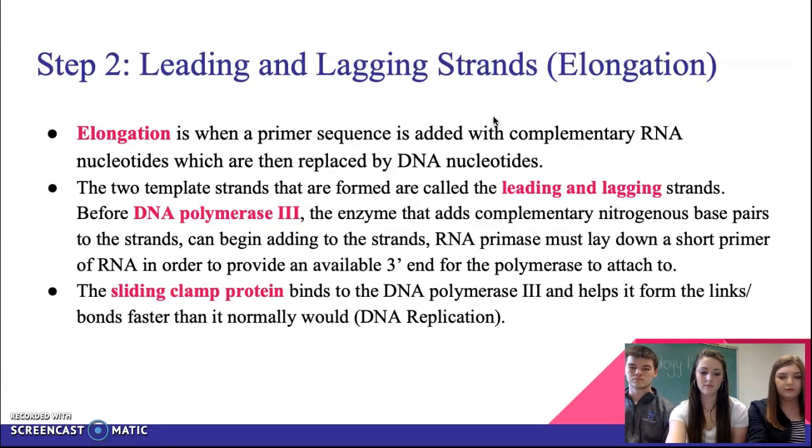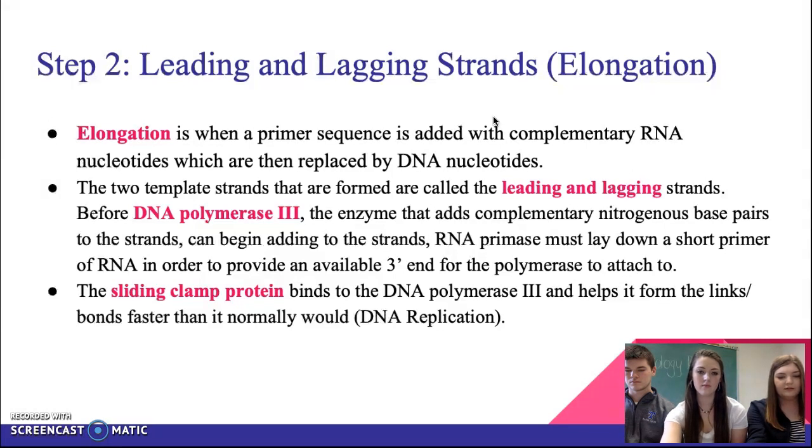Elongation refers to the addition of an RNA primer sequence for polymerase III to begin adding bases to. Later, the RNA will be removed and replaced with the complementary base pairs of DNA. The enzyme responsible for laying down the RNA primers is called RNA primase.